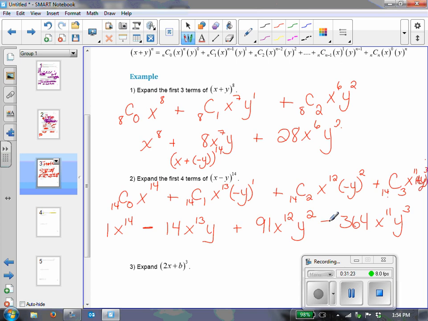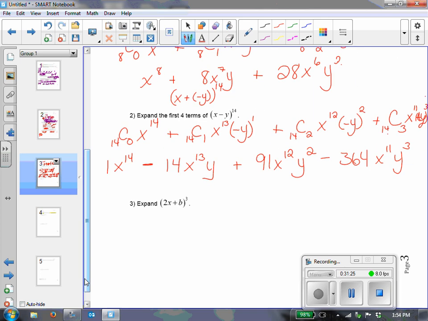Okay, I'm going to hit pause. You guys are going to try this one on your own. Oh, no, that has a coefficient, never mind. No, we'll do it together. Good decision.